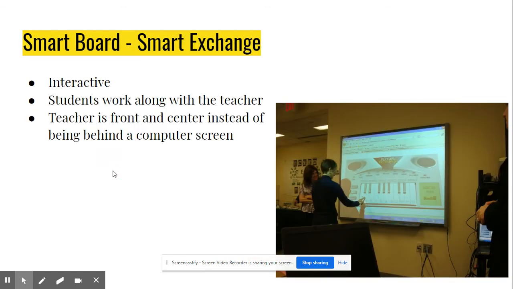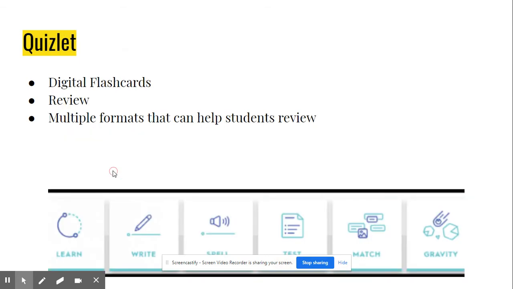The Smartboard activity is interactive. Students can work along with the teacher, and the best part is that the teacher is front and center instead of being behind a computer screen.